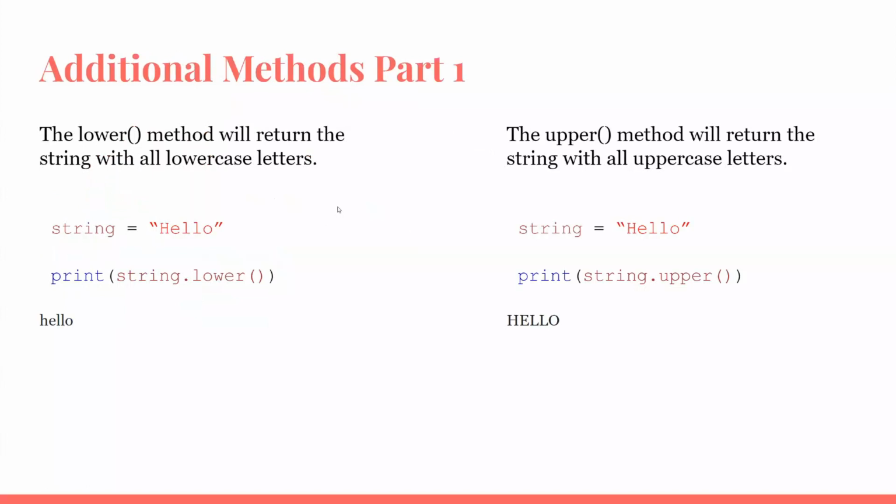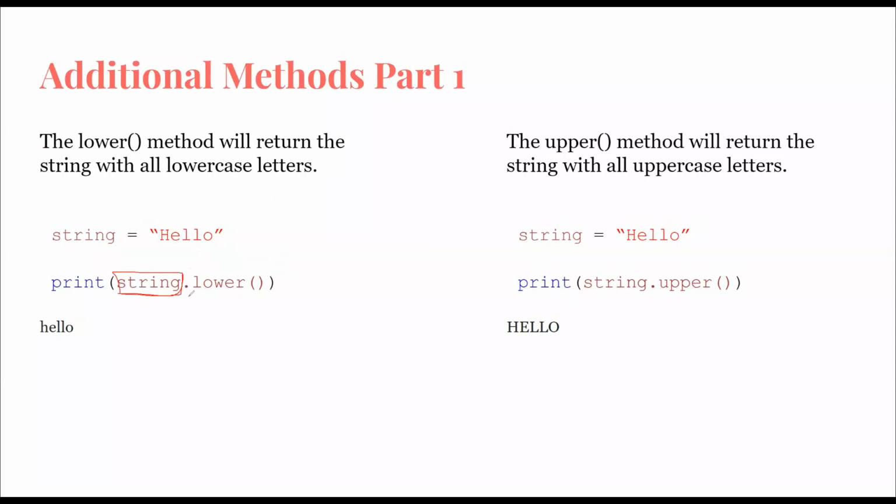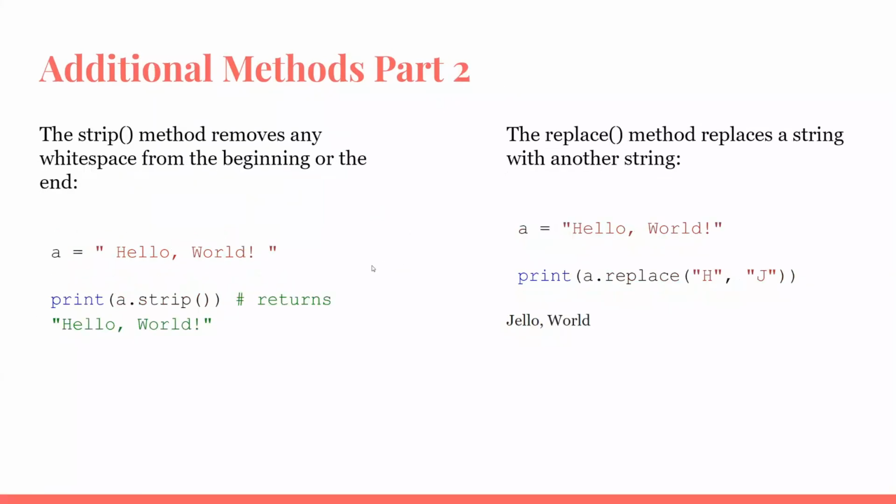There are some additional methods. The lower method will return the string with all lowercase letters. The upper method will return the string with all uppercase letters. It's not really used a lot. For this one, you just do the string variable dot lower or upper, depending on what you want. It's not really useful, but it's there for you to use.